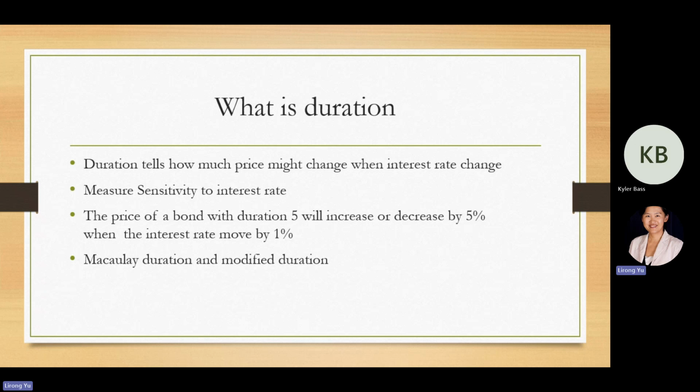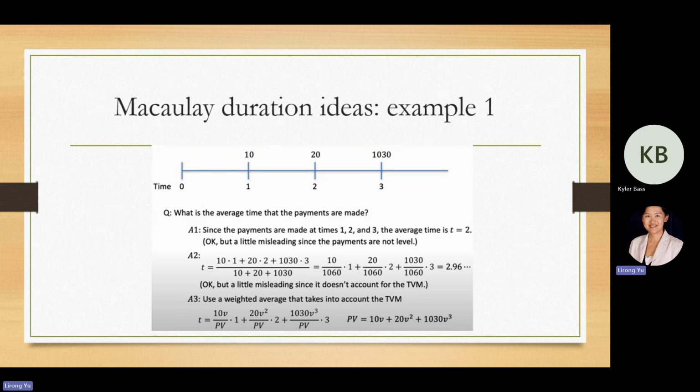There are two common calculations. One is called Macaulay duration. The other one is called modified duration. The main thing is that no matter which one is being mentioned, we want to be able to calculate it. Let's look at examples. I'll start with Macaulay duration.